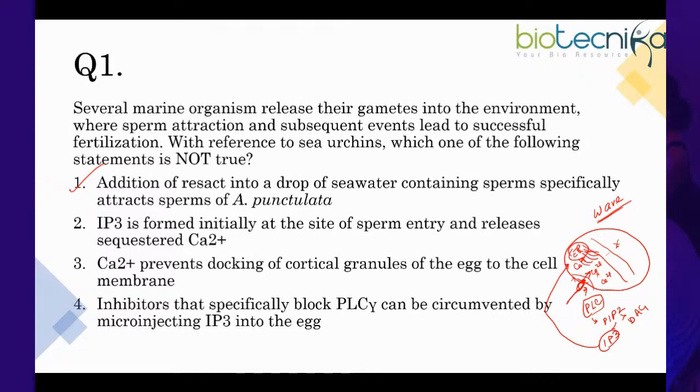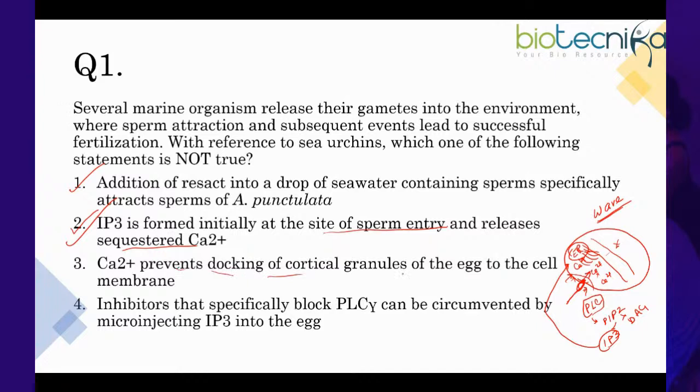So we have the IP3 which is formed initially at the site of sperm entry, and sequestered means hidden, the ones which are enclosed somewhere. So those are released. And yes, IP3 is formed there itself at the site of sperm entry, because that's the point where the cell signaling is initiated or triggered. So this is the right answer, meaning this is also a correct statement.